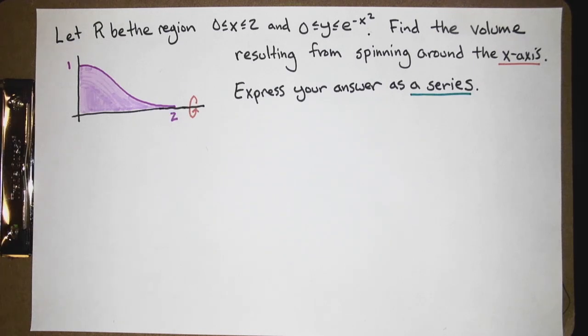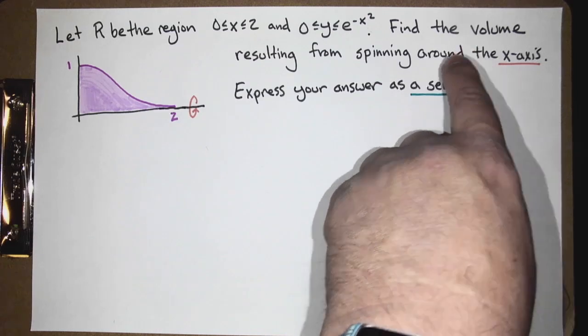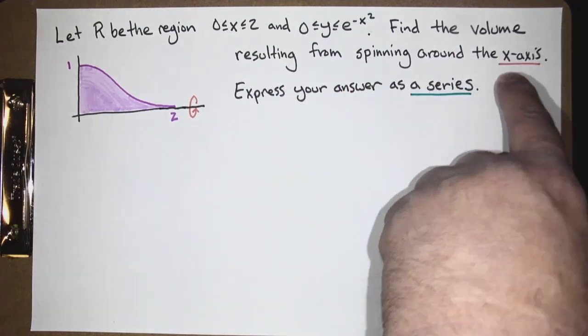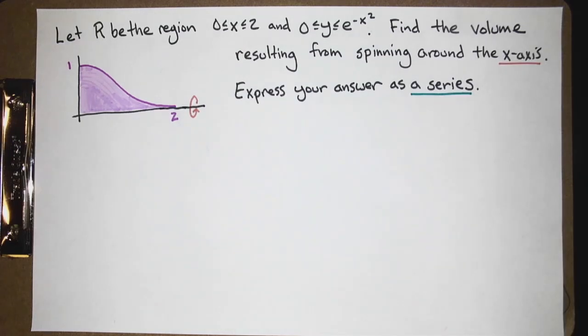And statistics says, okay, we'll just make a new function. We'll call it ERF. And then you have the ERF function. But before that, okay, how do we get computations done? Well, we have our ways. So we have this region, it's been shaded here, and we're asked to find the volume resulting from spinning around the x-axis. Express your answer as a series. So we're going to get our answer as a series, which means we're going to use Taylor's series to answer the question.